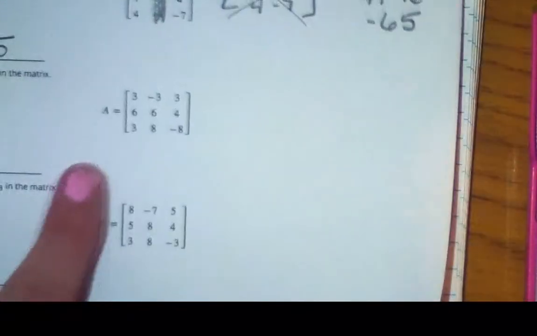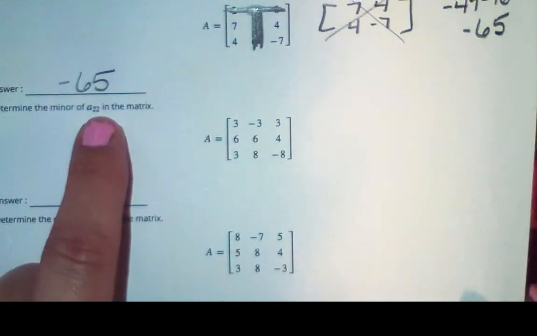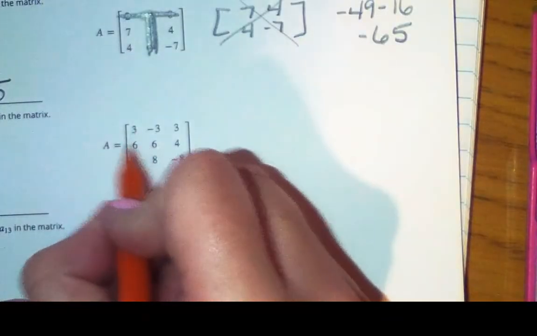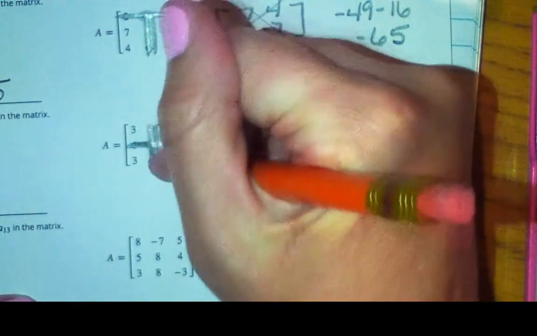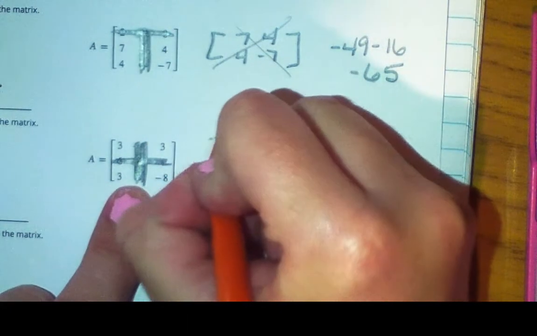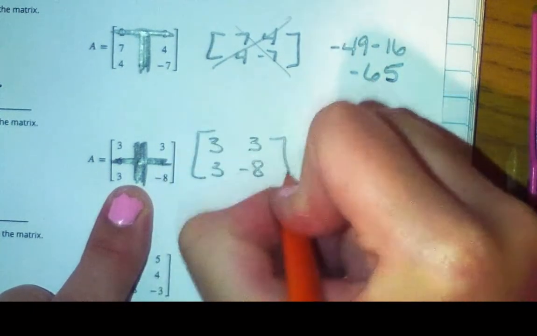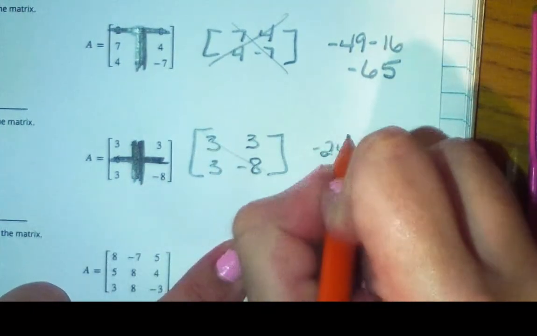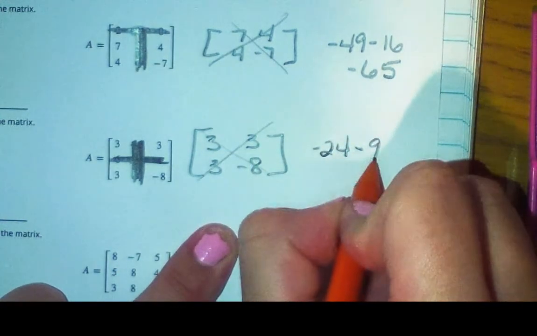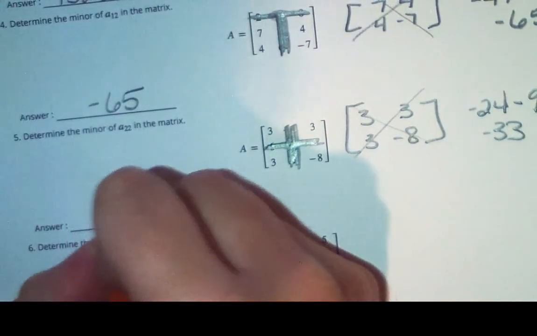So let's try it again. So I want to find the minor of A22. A22 is second row, second spot. So I'm going to kill his row and I'm going to kill his column. And then I'm going to find the determinant of what's left. So what's left is 3, 3, 3, negative 8, and find that determinant. So I get a negative 24 minus 9 gives me a negative 33. So that is your minor.